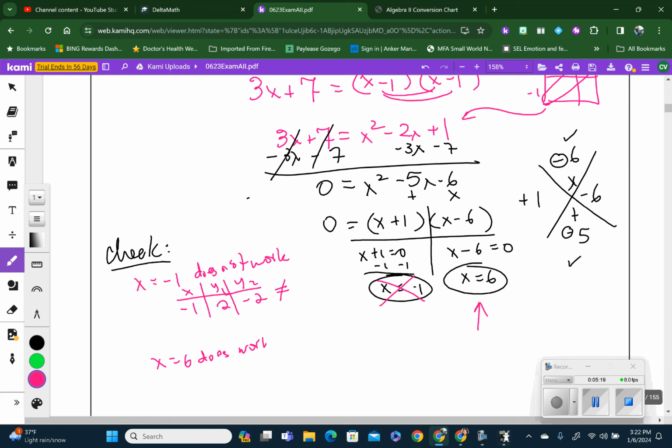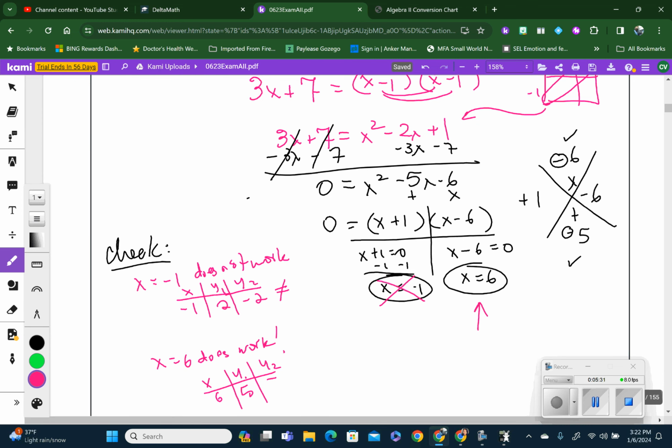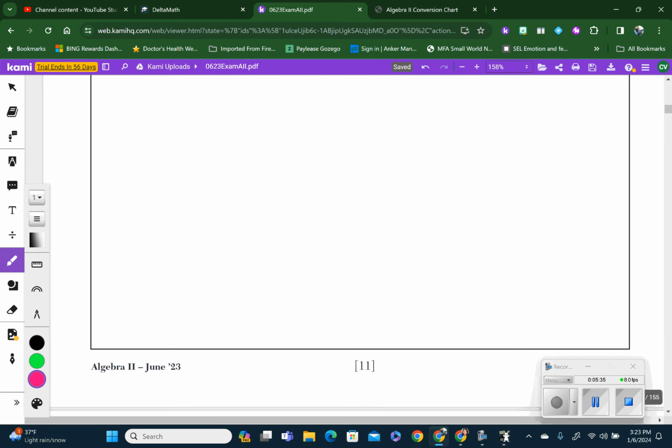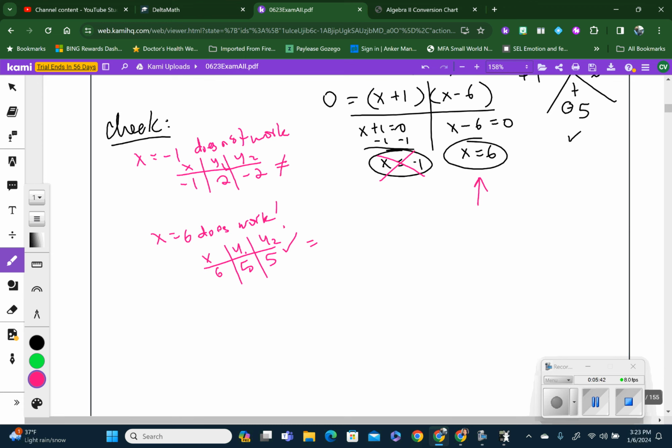We could even get happy about it and put like an exclamation point. And why? Because across from 6, under the y1 and the y2, the numbers are the same. And in this case, across from 6, there is a 5 and a 5. They are equal, okay? All right, so that will give you full points. If you did not know how to do it algebraically, you could have plugged it into the calculator and gotten x equals 6 as well.